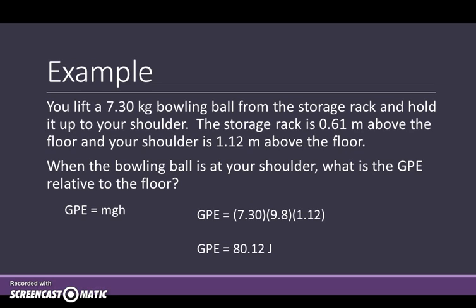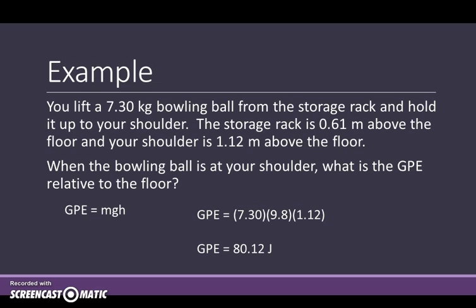Now we're measuring at your shoulder. Your shoulder is 1.12 meters above the floor. So we plug in our mass, 7.3, plug in 9.8 for G, and plug in 1.12 for our height, because that's where the bowling ball is sitting at. Okay? And it says relative to the floor. So from your shoulder to the floor, that's 1.12 meters. So when you do that calculation, you should roughly get about 80.12. And again, that is in joules because it is energy.